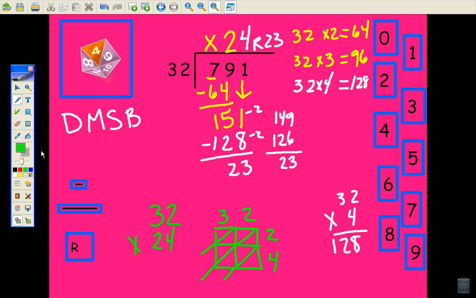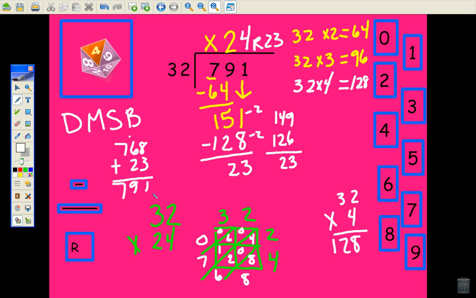Three times 2 is 6. 2 times 2 is 4. 3 times 4 is 12. 2 times 4 is 8. I do my adding. I got 768. Add in my remainder of 23. $791 is what I get, and that is my dividend that I started out with. So I'm good to go on this problem.